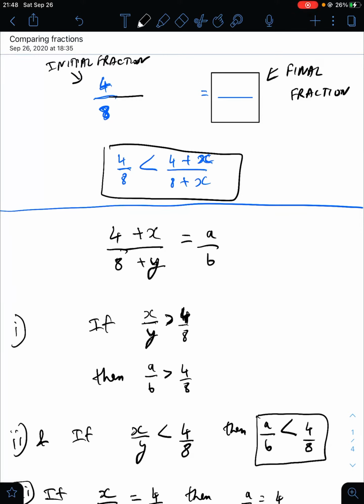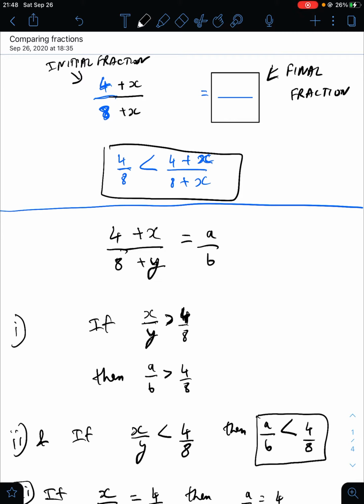Okay, so let's say I have been given a fraction 4 by 8. Let me call this the initial fraction. Now I decide to add the same number to both 4 and 8. So let's say I add x to both 4 and 8. This resulting fraction, after the addition of x to the numerator and denominator, let's call it final fraction.